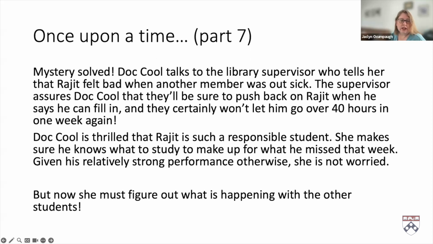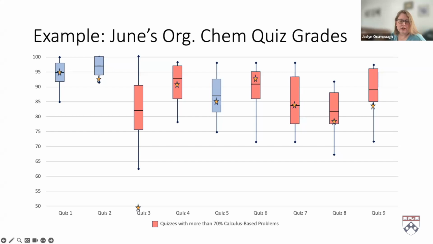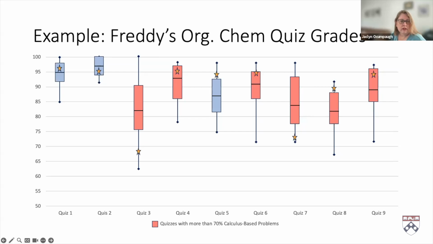But now she has to figure out what's happening with the other students. So she looks at June and at Freddie. June seems to be doing really well, except for quiz 3, and it doesn't appear to be related to her calculus skills. Freddie also seemed to be doing relatively well on a lot of his quizzes, and again, the calculus quiz difference doesn't seem to be driving his issues.